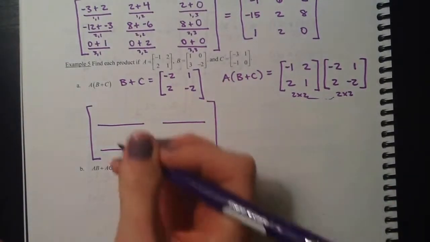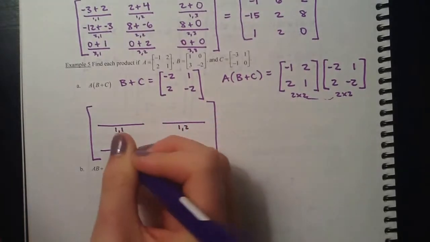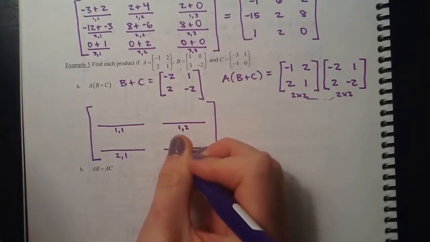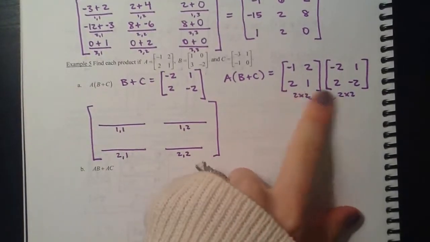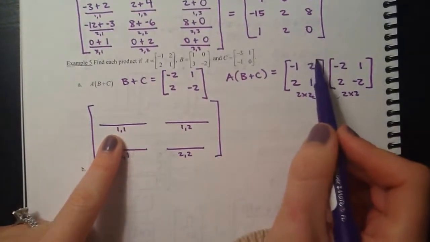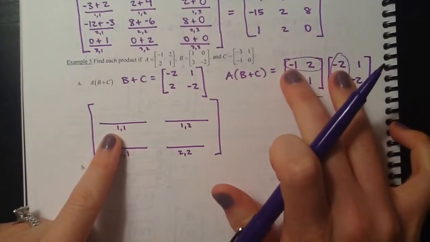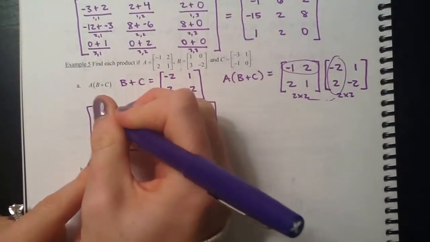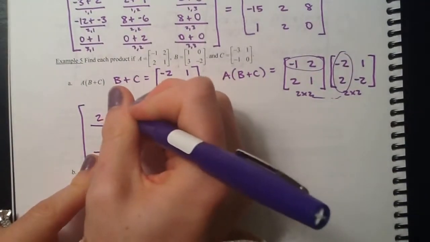Okay, so let's label all these. This is row 1, column 1, row 1, column 2, row 2, column 1, and row 2, column 2. Okay, so here's what I'm multiplying over here. So row 1, column 1: negative 1 times negative 2 is positive 2, and 2 times 2 is 4.